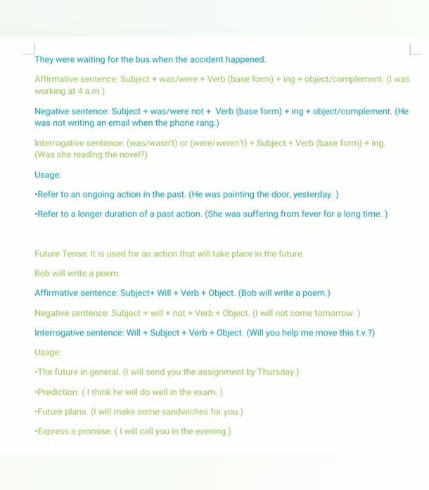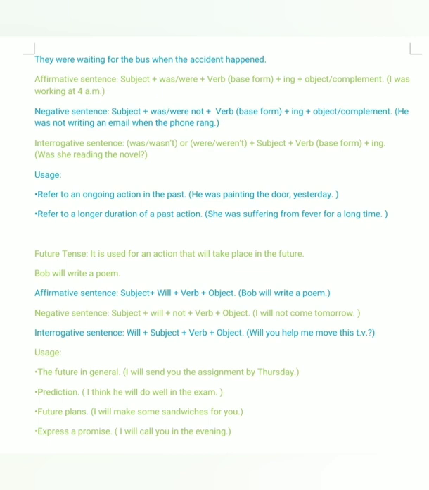Now students, coming to the future tense. It is used for an action that will take place in the future, like Bob will write a poem. So for framing an affirmative sentence in future tense, what do we have to write? First the subject, then will, then verb plus object. Bob will write a poem.